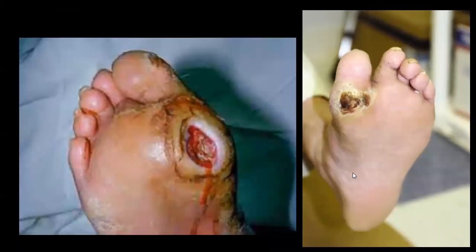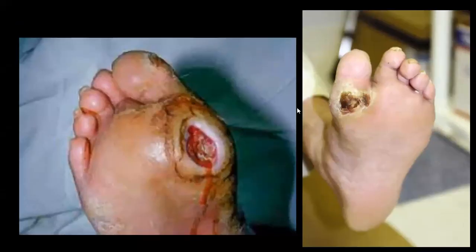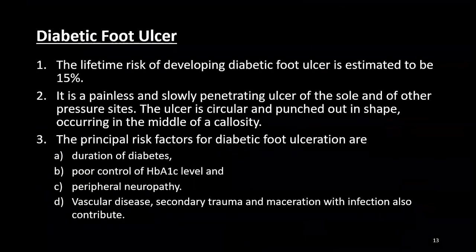You can see these neuropathic ulcers in feet of diabetic patients. These are characterized by a thick callus surrounding the ulcer. Lifetime risk of developing a diabetic foot ulcer is estimated to be 15%. It is a painless, slowly penetrating ulcer of the sole or other pressure sites. The ulcer is circular with a punched out appearance and occurs in the middle of a callosity.